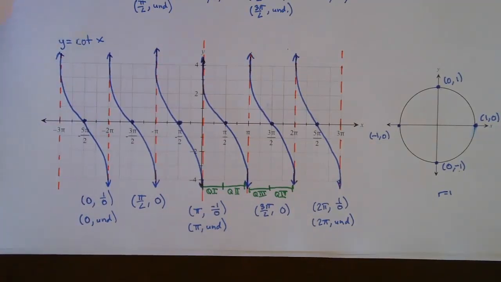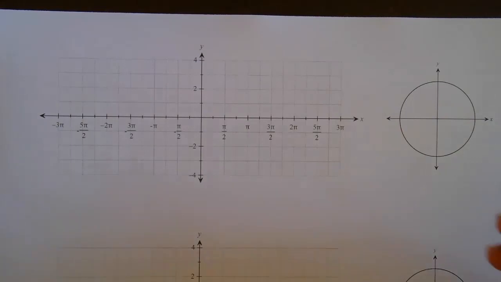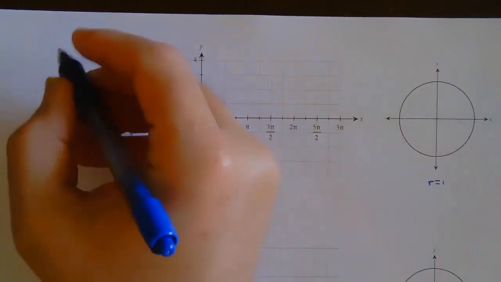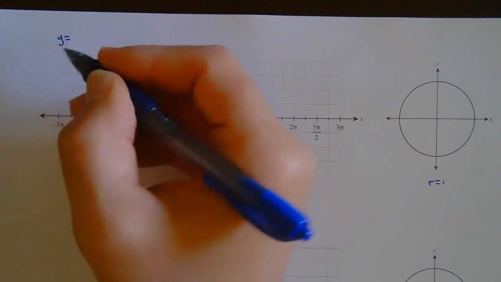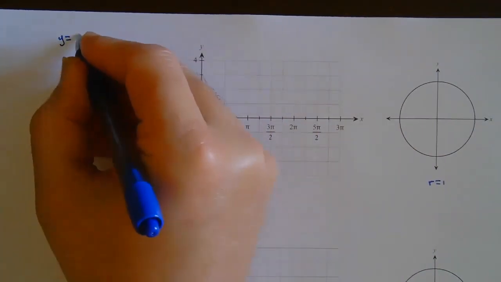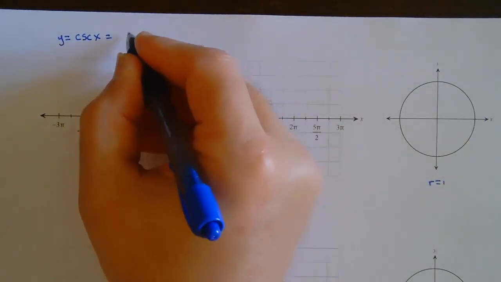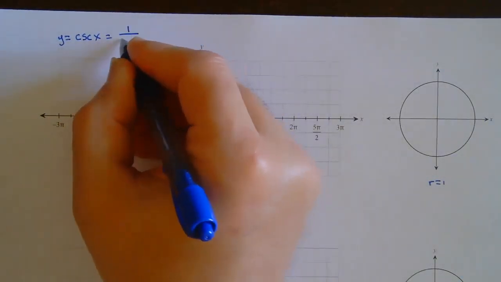All right, so let's do the next two, which are secant and cosecant. We'll do that next. So once again, the radius is 1. We're going to graph y equals cosecant x, which remember is the reciprocal of sine. So this is 1 over sine of x.